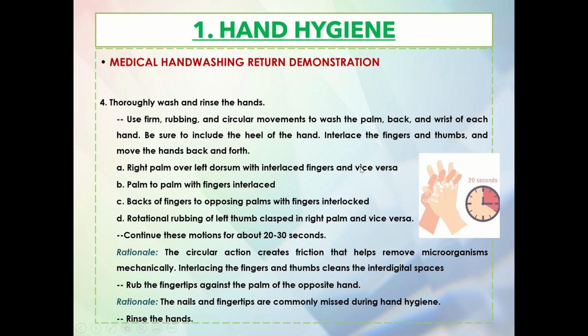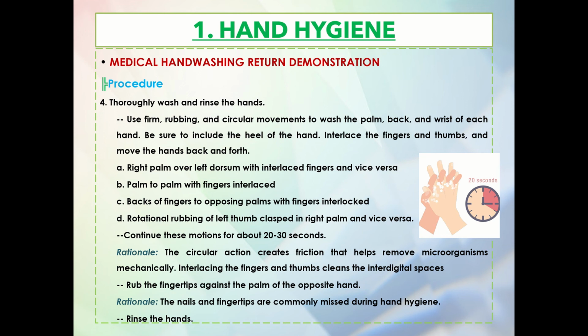Okay, number 4, thoroughly wash hands and rinse the hands. So, after that, use firm rubbing. Ito yung how you rub your hands using the soap. So use firm rubbing and circular movements to wash palm, back, and wrist of each hand. So be sure to include the heel of the hands, interlace the fingers and thumbs, and move the hands back and forth. So this is while you have the soap in your hands, okay, or yung liquid soap.